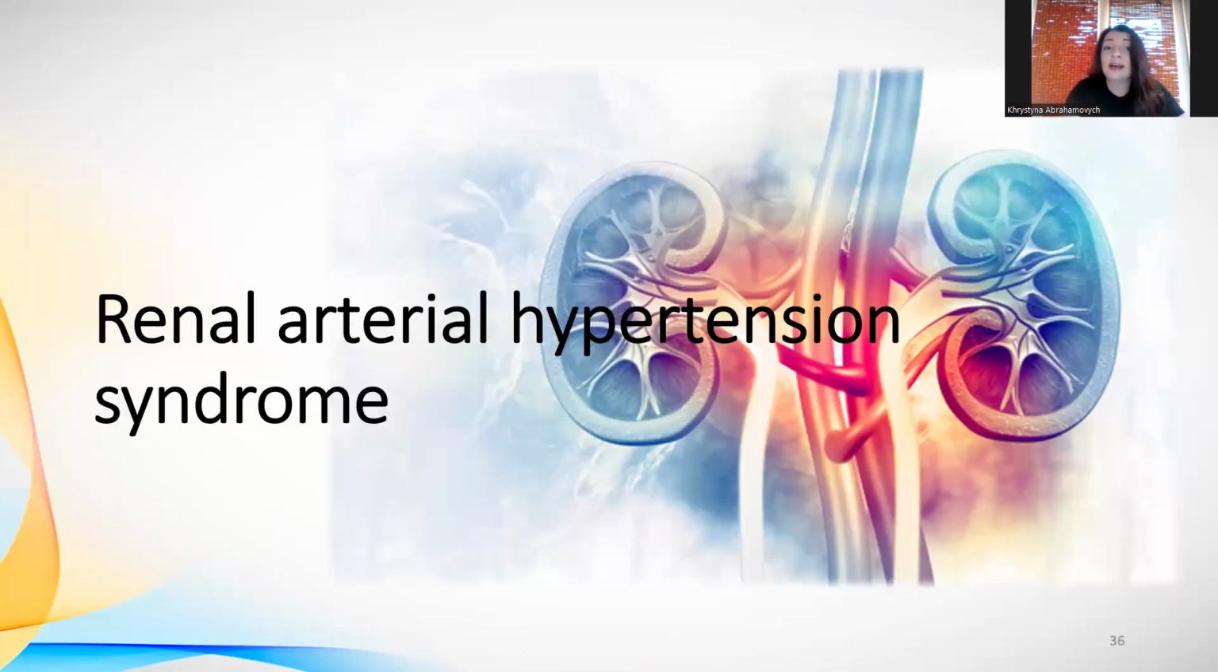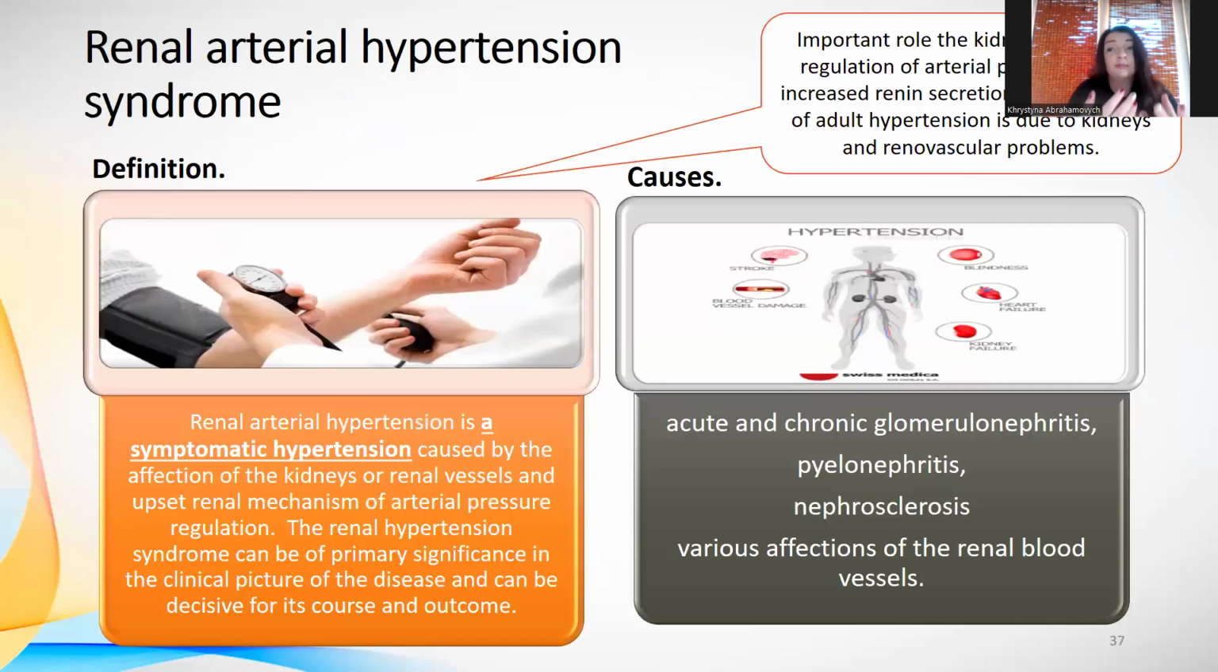Next syndrome is called renal artery hypertension syndrome. And what is it? It is symptomatic hypertension due to kidney problems. So renal artery hypertension is a symptomatic hypertension caused by the affection of the kidneys or renal vessels and upset renal mechanism of arterial pressure regulation. The renal hypertension syndrome can be of primary significance in the clinical picture of the disease and can be decisive for its course and outcomes.